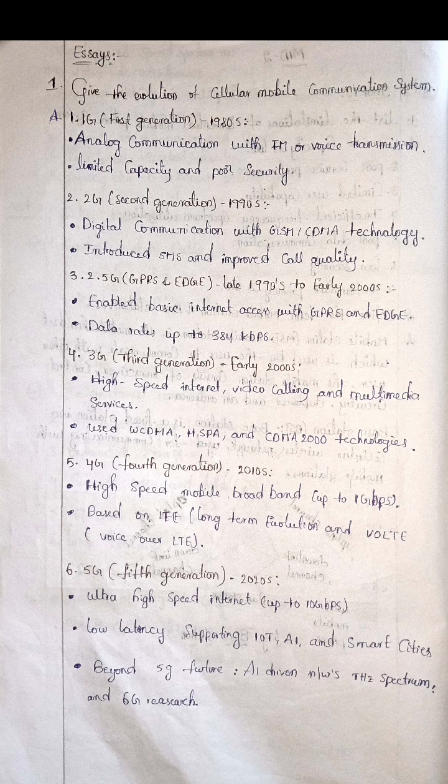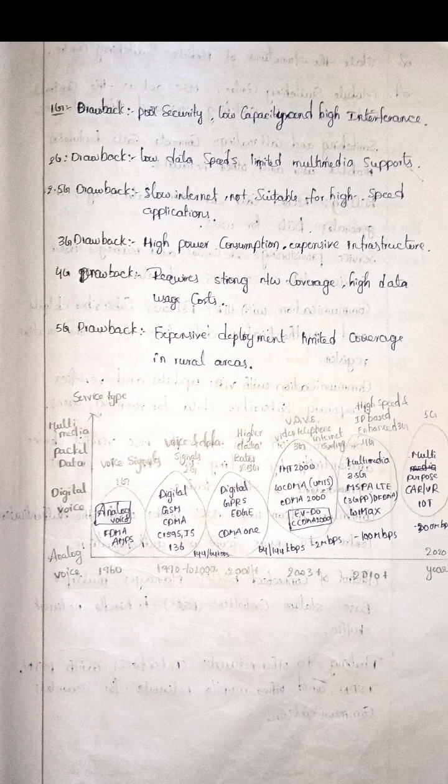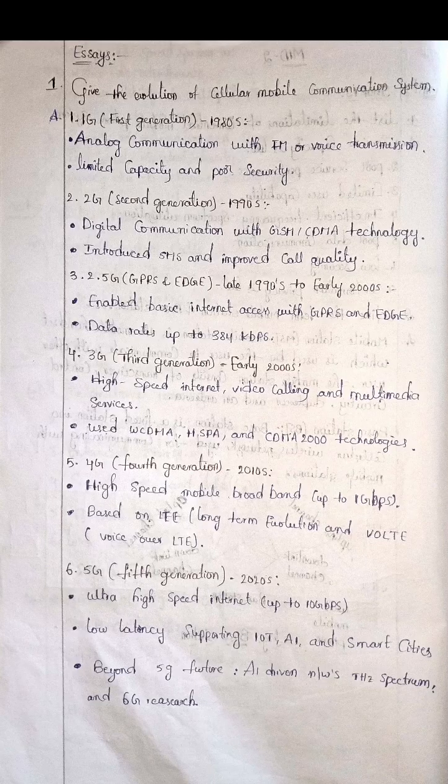3G, third generation, was introduced in the early 2000s. High speed internet, video calling, and multimedia services using WCDMA, HSPA, and CDMA2000 technologies. Third generation drawbacks: high power consumption, expensive infrastructure. And next we discuss fourth generation.